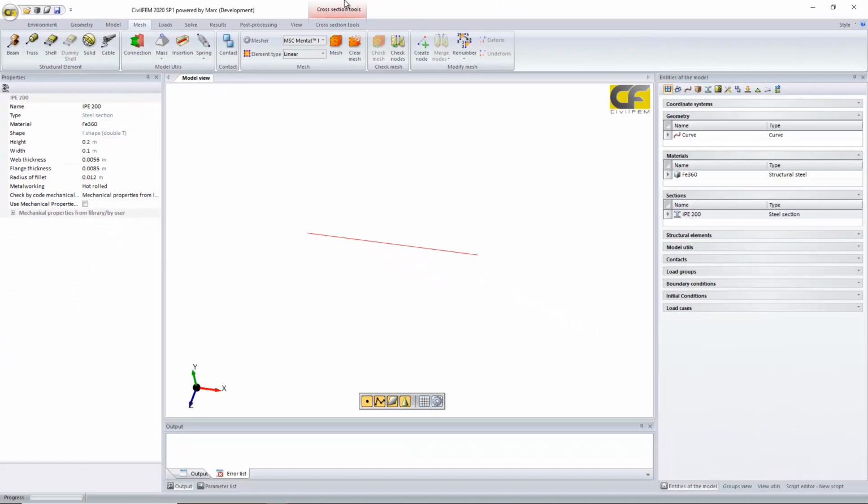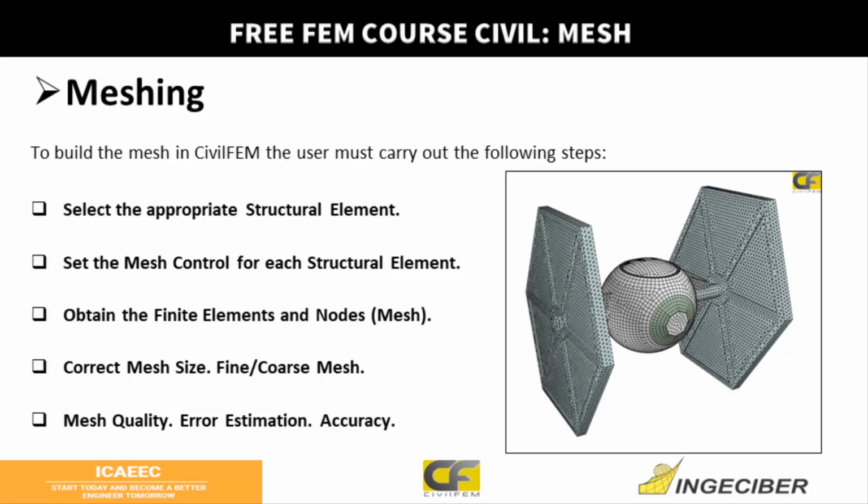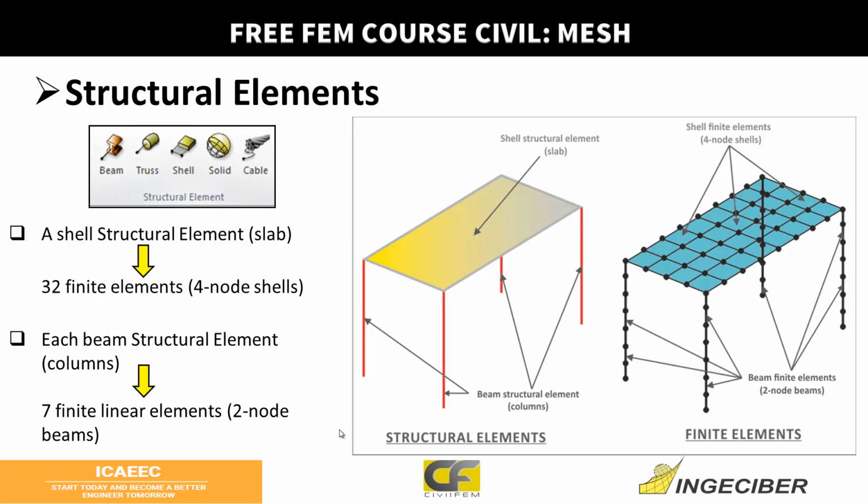Okay, if I go back to my presentation, what are the structural elements in CivilFEM? A structural element is a kind of group of finite elements of the same type with the same behavior. We have these 5 types of structural elements: beam, truss, shell, solid, and cable structural element. We have our physical model, which is a kind of table. It's composed of a slab, a horizontal slab, and 4 columns. We have 5 structural elements.